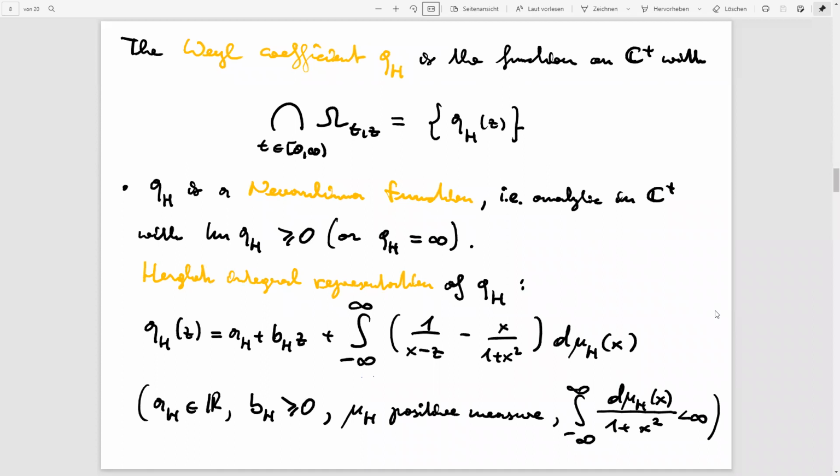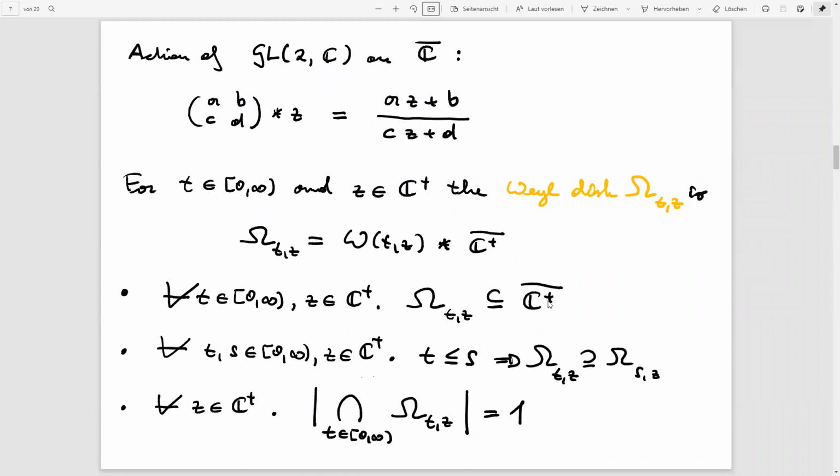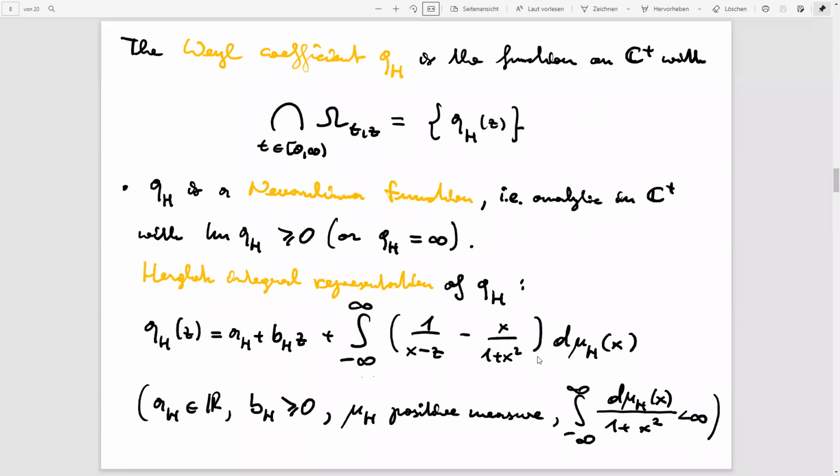So I have written it here. This function is called the Weyl coefficient, and it has a very nice property. It is analytic, and obviously it maps the upper half plane into the upper half plane, because, remember, all the Weyl disks are contained in the upper half plane. So the intersection is of course also, but it is analytic. So it is a Nevanlinna function, or some people rather call it Herglotz function. Of course, it could be identically equal to infinity, but never mind, this is just a boundary case.